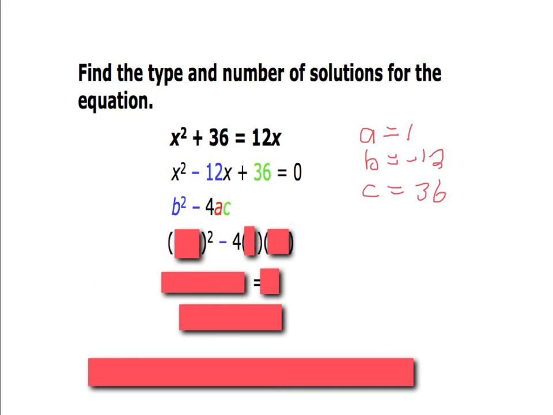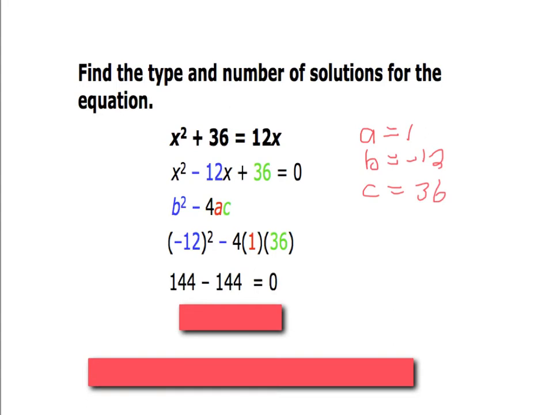All right, so now we're going to plug these in. For B, we're going to plug in that negative 12. For A, we're going to plug in that 1. And for C, we're going to plug in that 36, just like that. Now, we're going to use order of operations to simplify this. So let's plug things in, simplify it, and we get 144 minus 144. Okay, wait a second here. How did we get that? Well, what is negative 12 squared? 144. And then negative 4 times 1 times 36 is negative 144. So 144 minus 144 is what? Well, that's 0.